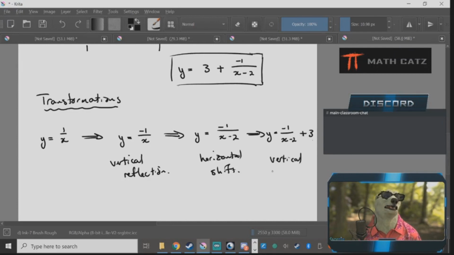Waiting for my S to show up. There it is. Ooh, buddy, lag. A lot of lag. I just want to undo my H. There we go. You're almost there. You're almost there, laptop. You can do it. Vertical shift. And then you can graph it if you want to. Okay.